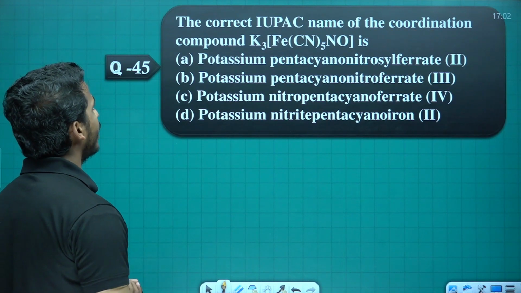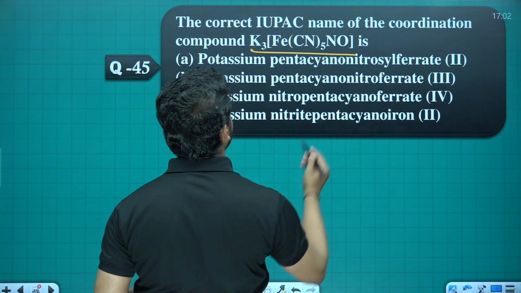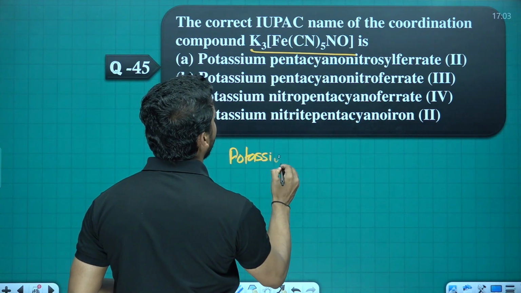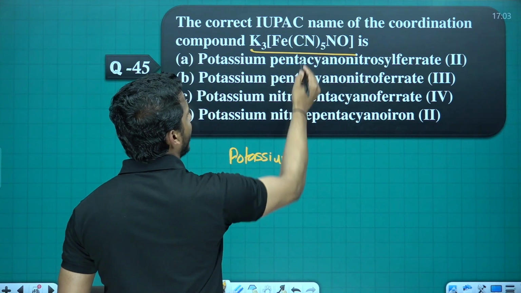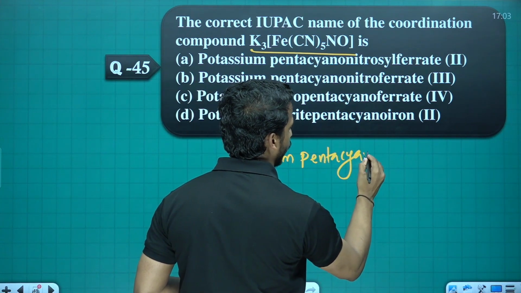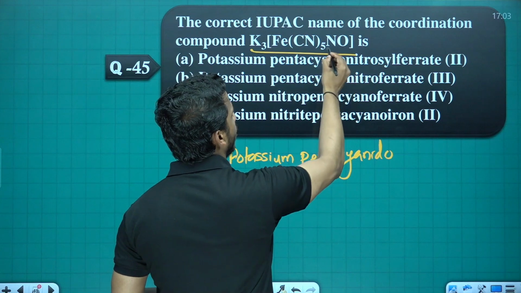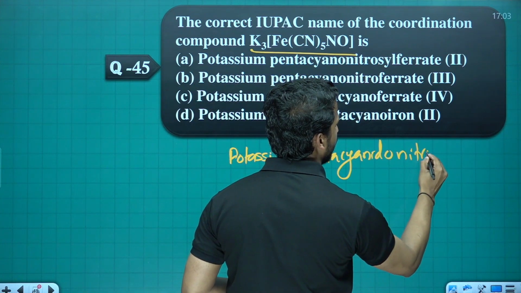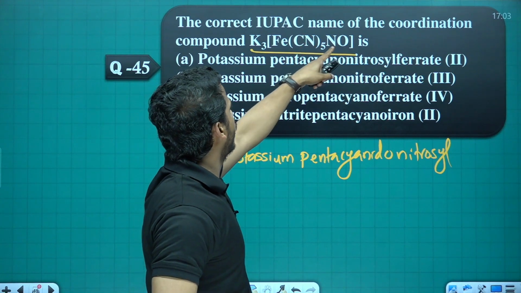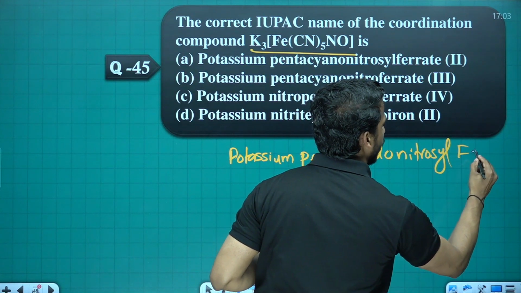And what is the correct IUPAC name of the complex? Let us start. Potassium is first, right? So potassium, now total 5 cyanido, right? So we can say pentacyanido or cyano. Pentacyanido. What is NO? Nitrosyl. So potassium, pentacyanido, nitrosyl. Fe is in the anionic part.